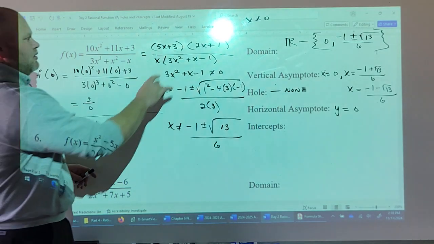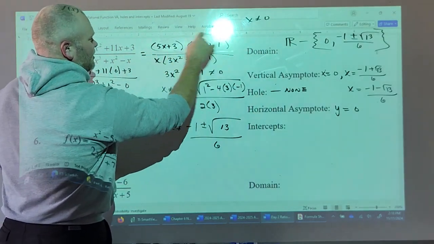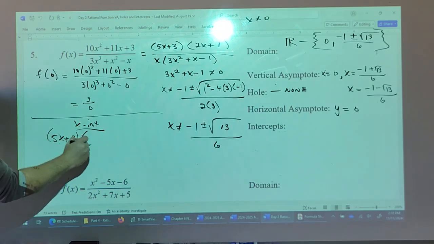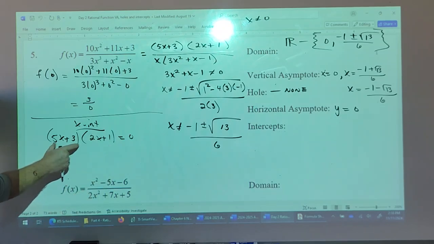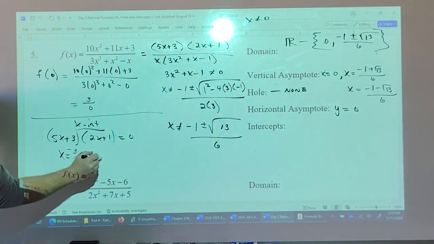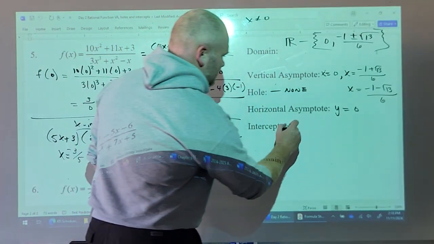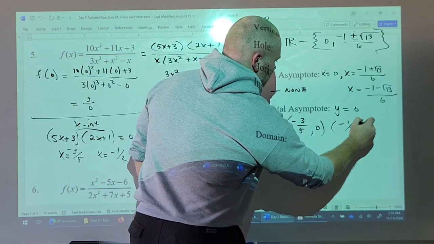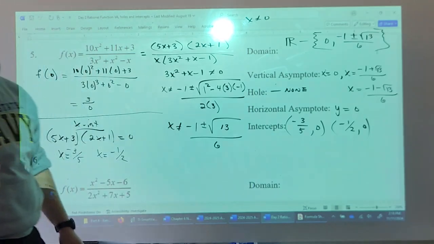X-intercept wise, we're setting the top of this function equal to 0. And again, it makes more sense to set the top here because it's already factored. So for this one, 5x plus 3 times 2x plus 1 is going to equal 0. So setting each of these equal to 0, we would get -3/5 and -1/2. So we do get 2 x-intercepts, (-3/5, 0) and (-1/2, 0). But no y-intercepts because there was a vertical asymptote at 0.